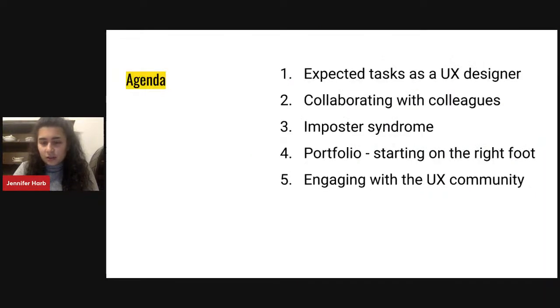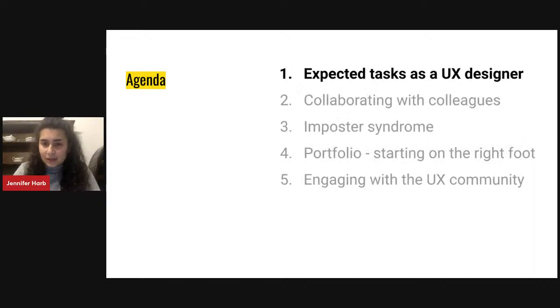So the point of today is basically just to give you an overview of a few things that you could experience at the start of your career and a few tips on how to make it easier. So, expected tasks as a UX designer, then how to collaborate with colleagues, imposter syndrome, how to start out your portfolio, and then engaging with the UX community.